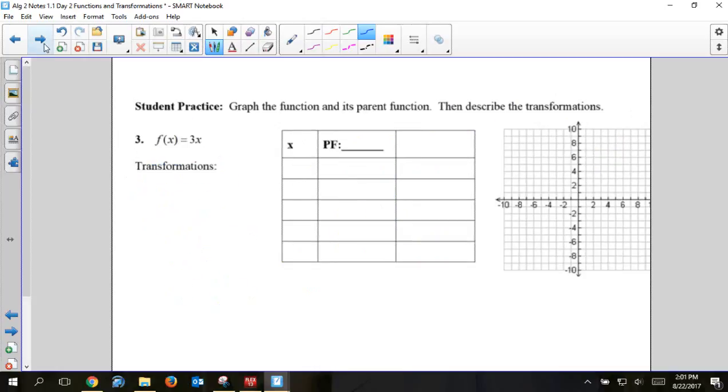So the next one is f of x equals 3x. What are we going to start with? We're going to start with our parent function. What family is 3x part of? It's part of the linear family, right? So the linear parent function is f of x equals x. So we copy down our linear parent function points: -2, -1, 0, 1, 2, and -2, -1, 0, 1, 2. That's where the x and the y are exactly the same. And I'm going to go ahead and graph that too.